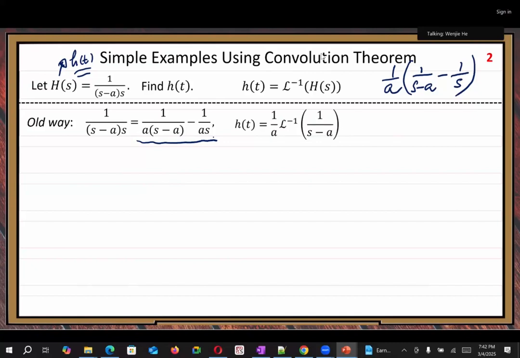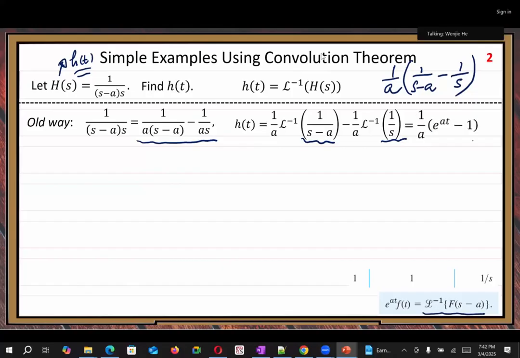Then we take the inverse Laplace transform using linearity and the shifting theorem. The other one we know is 1, right? Then we use the first shifting theorem. Because the second one is 1, for the first one you need to multiply by e to the at. So that's the first way.